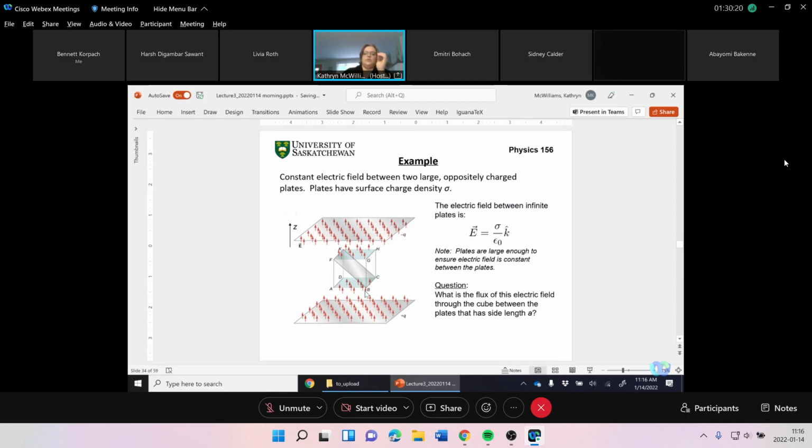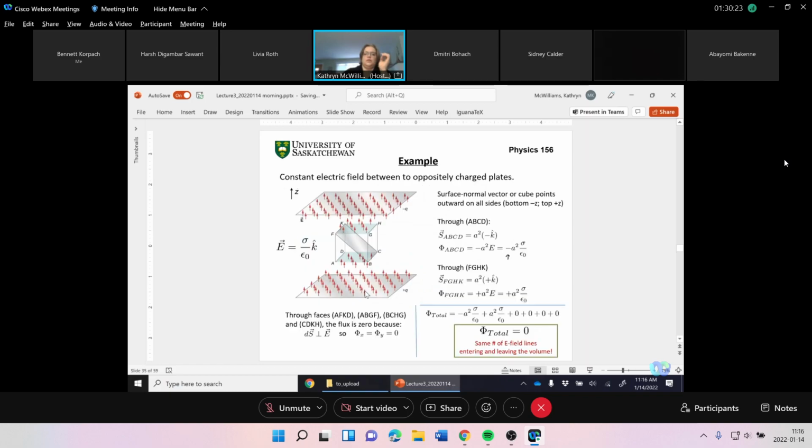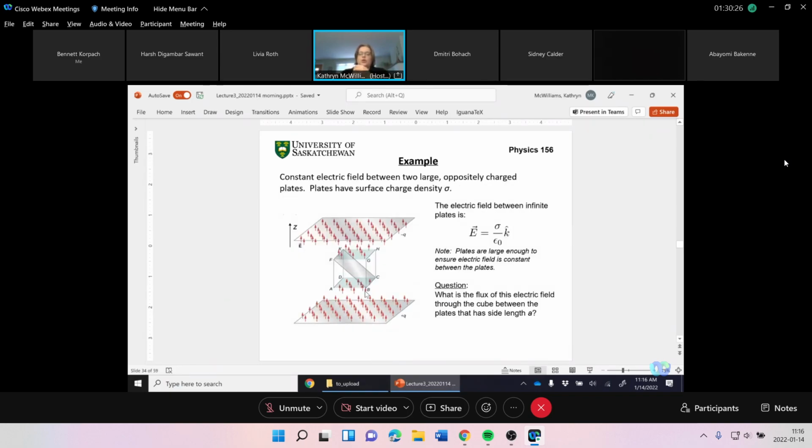In this example, it's kind of drawn weird because we don't really draw electric field lines like this, but we've got a positive plate down here and a negative plate up here. We've got electric field lines going from the positive plate to the negative plate, and they're passing through a cubic surface. Basically, the question here asks what is the total flux passing through this object. Okay. Does anyone have an intuitive guess what that would be?